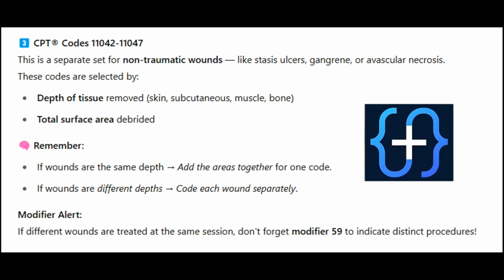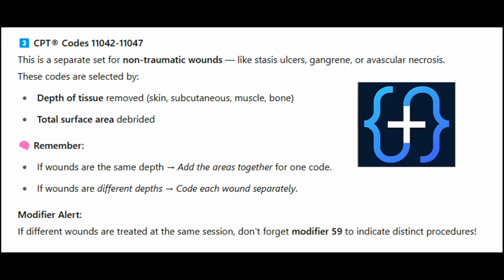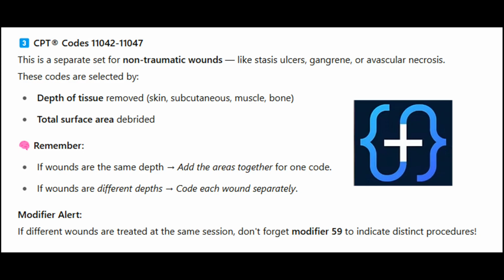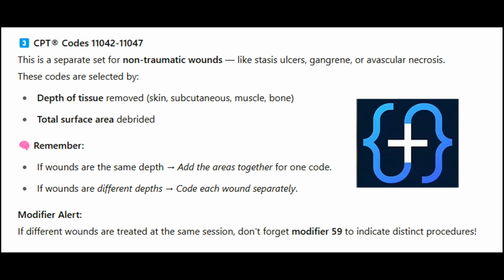Three, CPT codes 11,042 to 11,047. This is a separate set for non-traumatic wounds like stasis ulcers, gangrene, or vascular necrosis. These codes are selected by depth of tissue removed: skin, subcutaneous, muscle, bone, total surface area debrided. Remember, if wounds are the same depth, add the areas together for one code. If wounds are different depths, code each wound separately. Modifier alert: if different wounds are treated at the same session, don't forget modifier 59 to indicate distinct procedures.